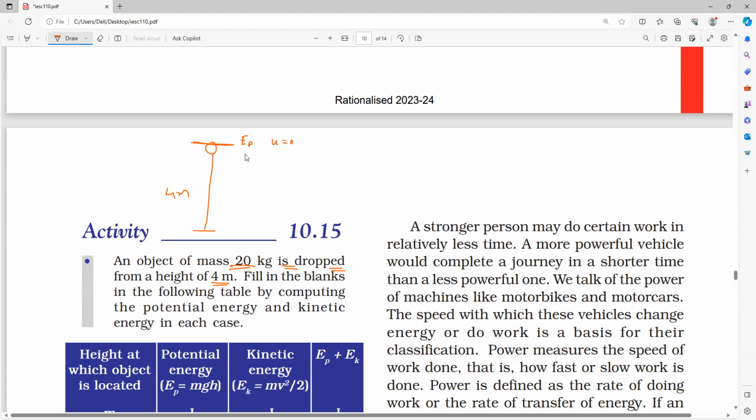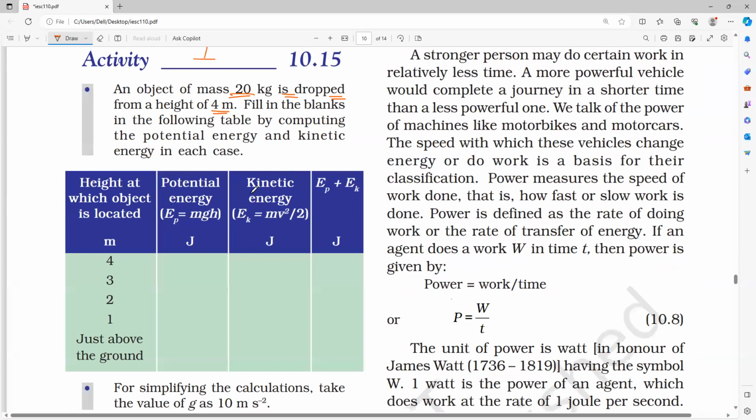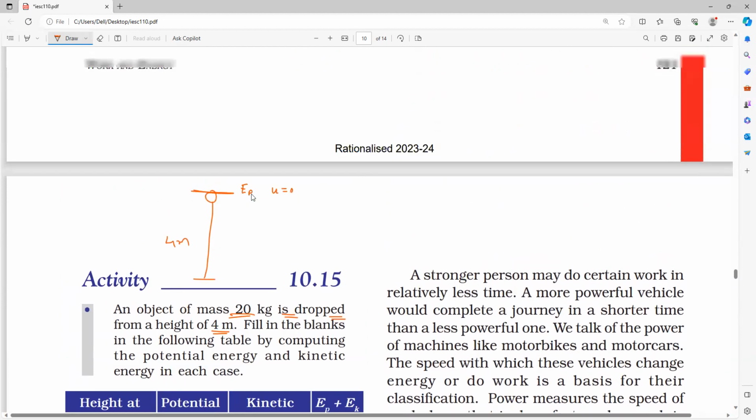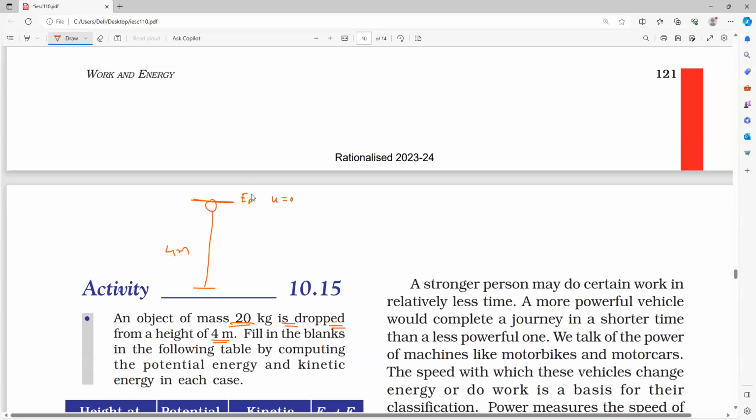Am I right or wrong? So they are asking everything: potential energy, kinetic energy and all, you can check it. Potential energy is mgh. At 4 meters, what is the potential energy? Anybody can tell? At 4 meters, what is the potential energy?